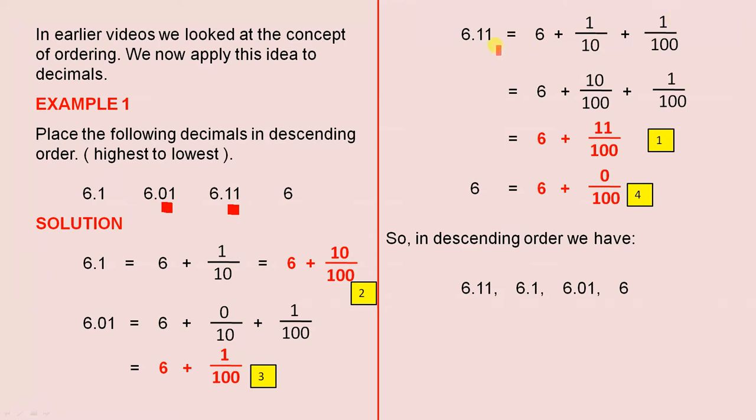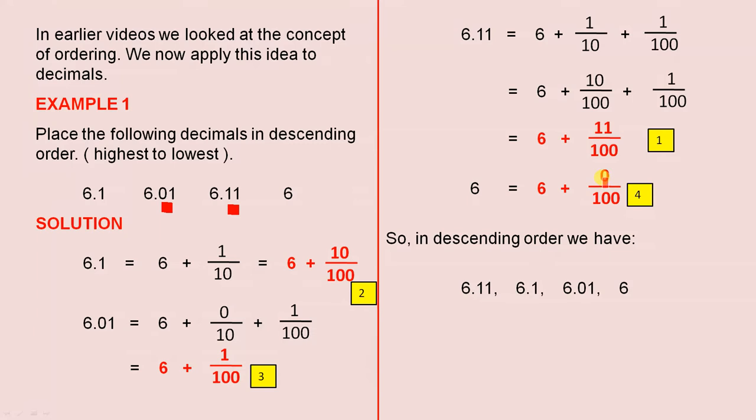The next one is 6.11, which is 6 plus 1 on 10 plus 1 on 100, which is 6 plus 10 on 100, because 1 on 10 is 10 on 100. And that 1 on 100 is there. 10 on 100 plus 1 on 100 is 11 on 100. So that's 6 plus 11 on 100. And 6 is just 6 plus 0 on 100. Now, let's have a look.